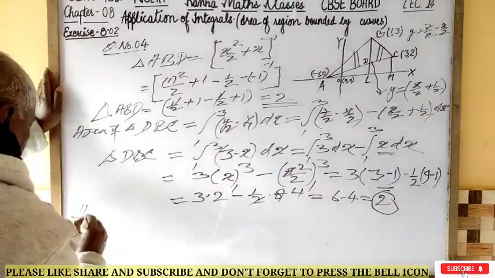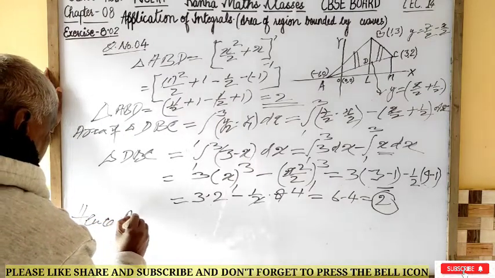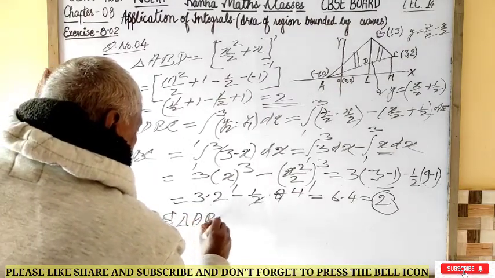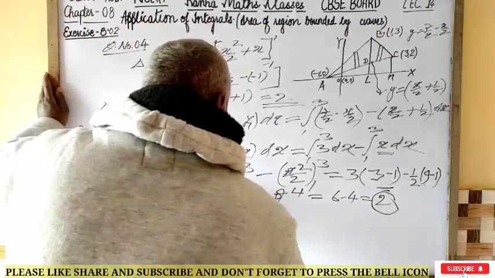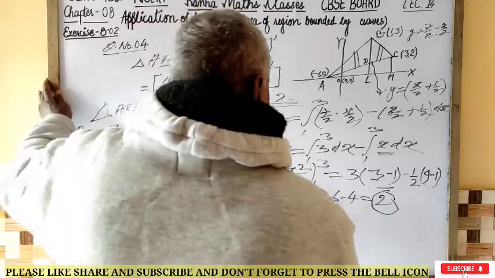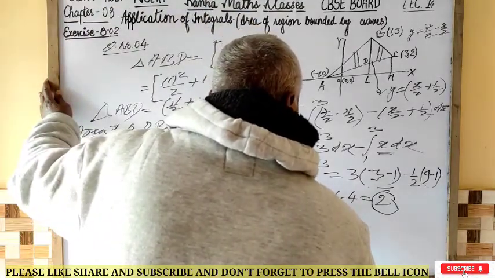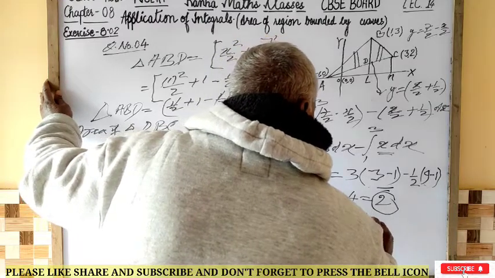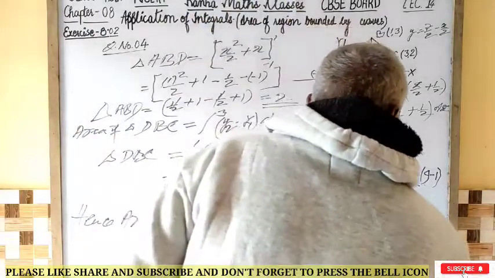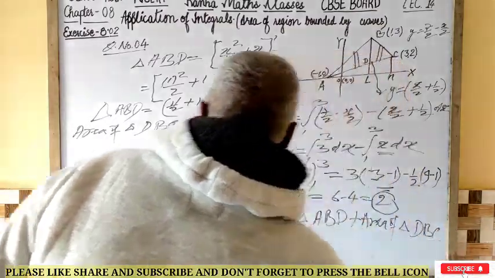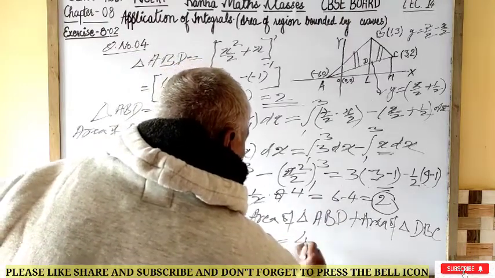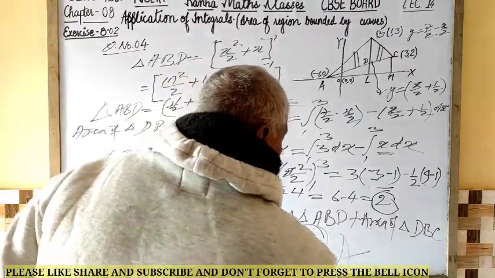Hence the area of triangle ABC is equal to the area of triangle ABD plus the area of triangle DBC, equal to 2 plus 2, that is 4 square unit. This is the requisite answer of the question.